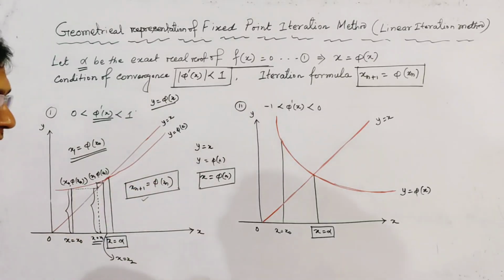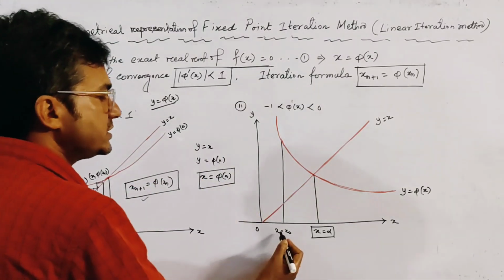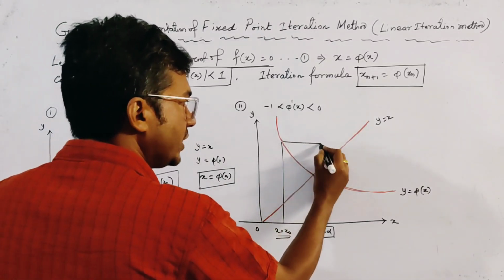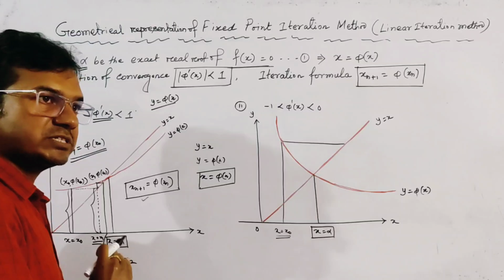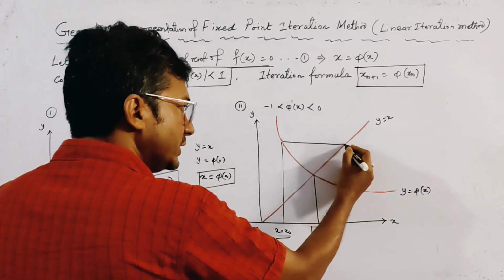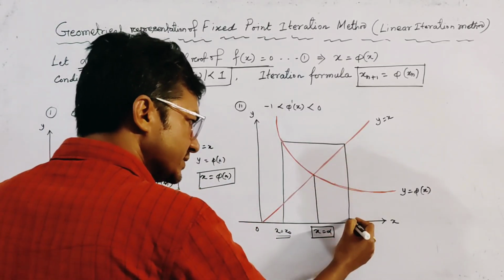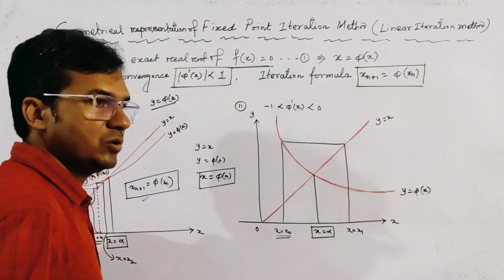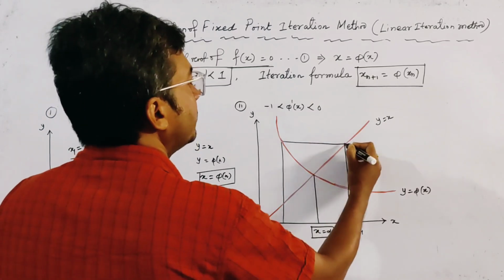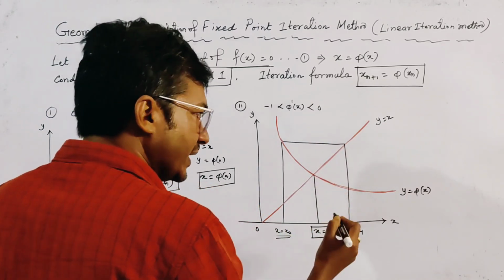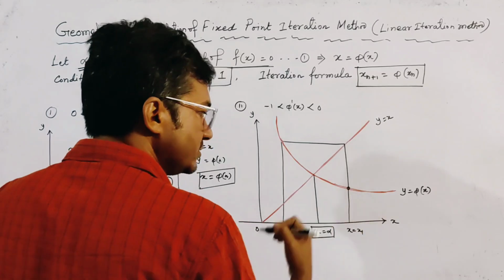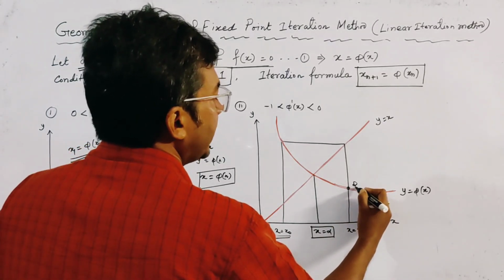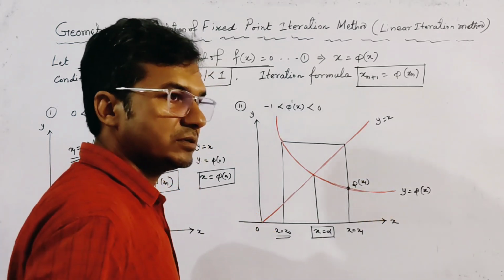Similarly, for the second figure, this is the initial approximation x = x0. Then we draw a perpendicular on y = x as in the first case, and now we draw a perpendicular on the x-axis, and this is the first approximation, x = x1. And we get the second approximation as this point, and this point is given by phi(x1), right?